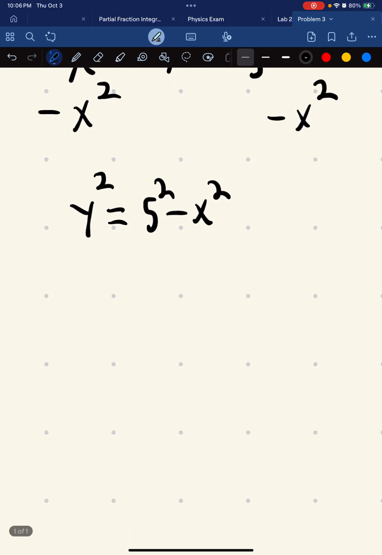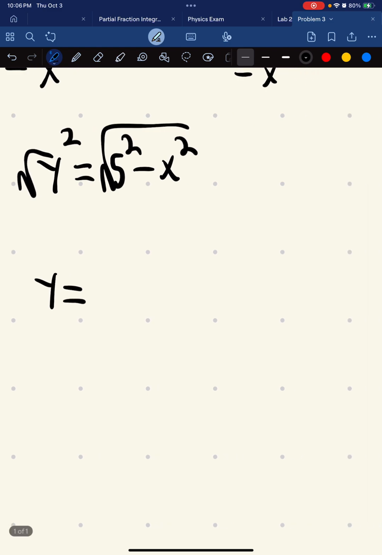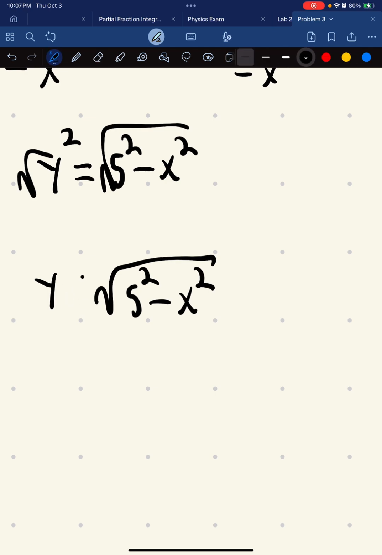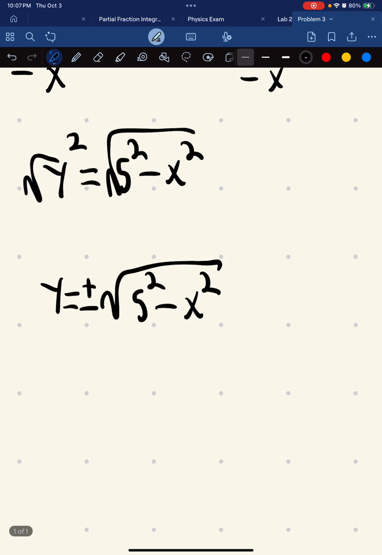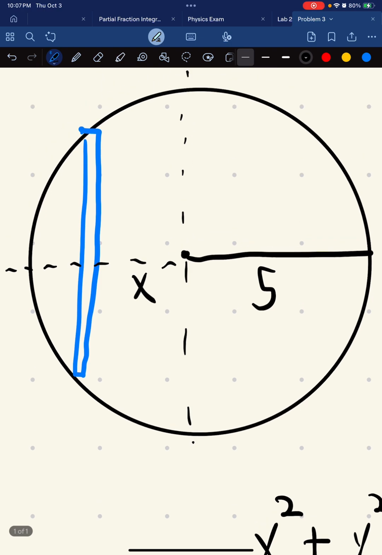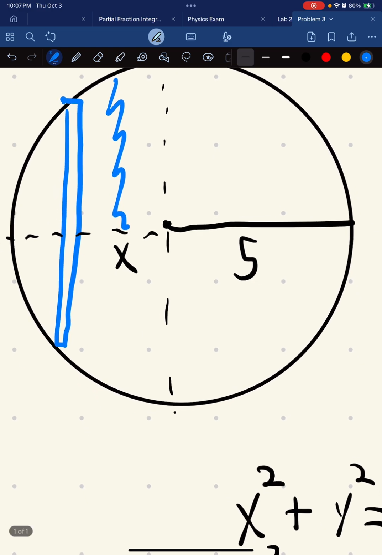And we're going to take the square root on both sides. So we're going to end up with y is equal to the square root of 5 squared minus x squared. Actually, it's going to be y is equal to plus or minus the square root of 5 squared minus x squared. And going back to our diagram, I'll show you why right now. So the positive square root is actually this area up here. And the negative square root is actually this area down here. And so if we look, they're symmetrical.